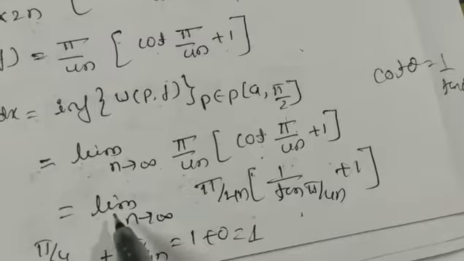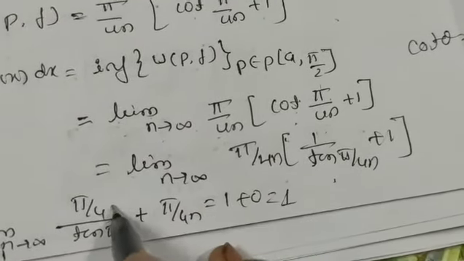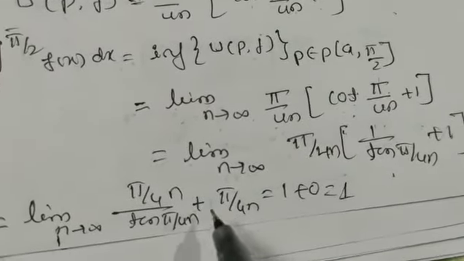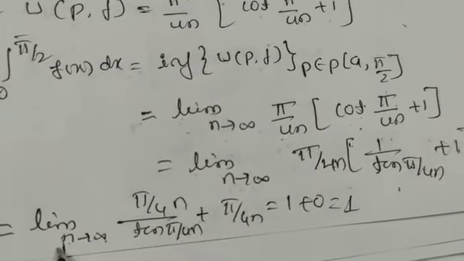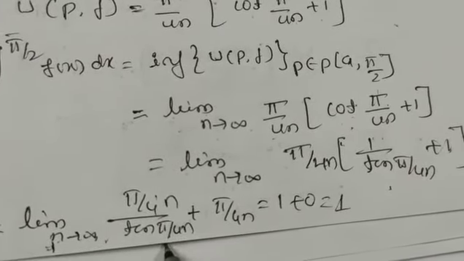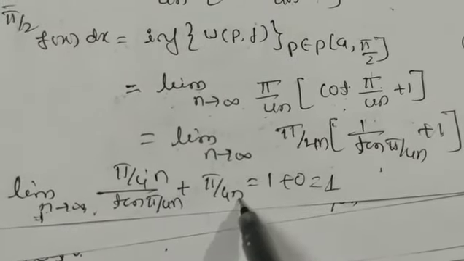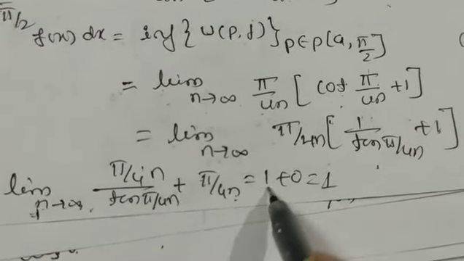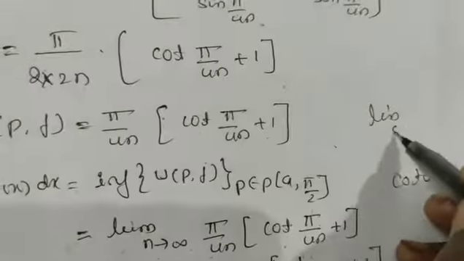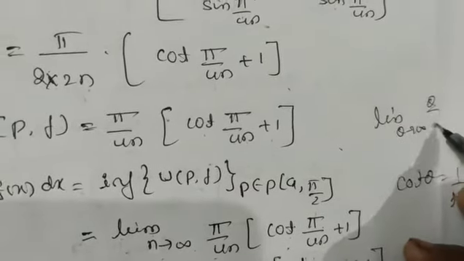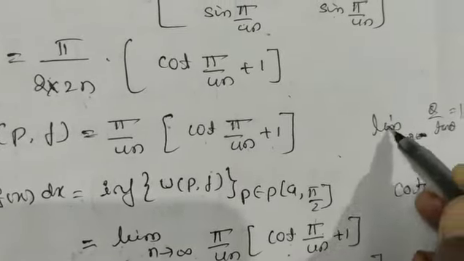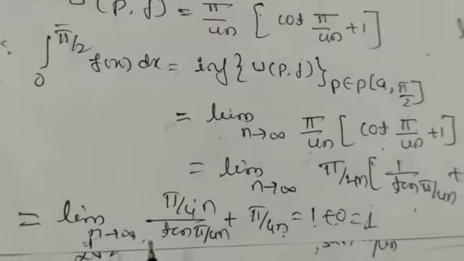So again it is like pi by 4n divided by tan pi by 4n, plus pi by 4n. So it is like the limit as theta tends to 0 of theta by tan theta, which is 1. This we know. So it is 1 plus pi by 4n, and pi by 4n is 0. So it is 1 plus 0, which equals 1.